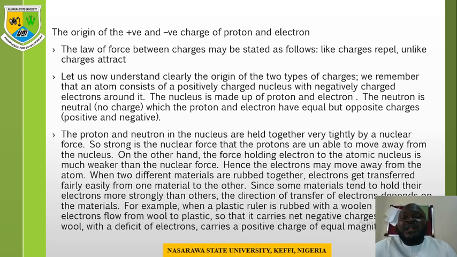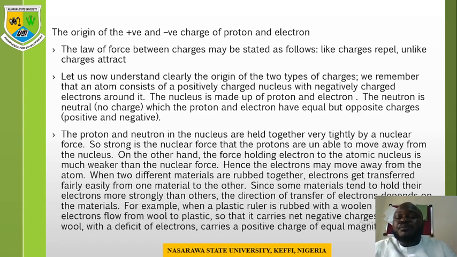The protons and neutrons in the nucleus are held together very tightly by nuclear force. So strong is the nuclear force that the protons are unable to move away from the nucleus. On the other hand, the force holding an electron to the atomic nucleus is much weaker than the nuclear force. Hence, the electron may move away from the atom. When two different materials are rubbed together, electrons get transferred fairly easily from one material to the other. Since some materials tend to hold their electrons more strongly than others, the direction of transfer of electrons depends on the material.